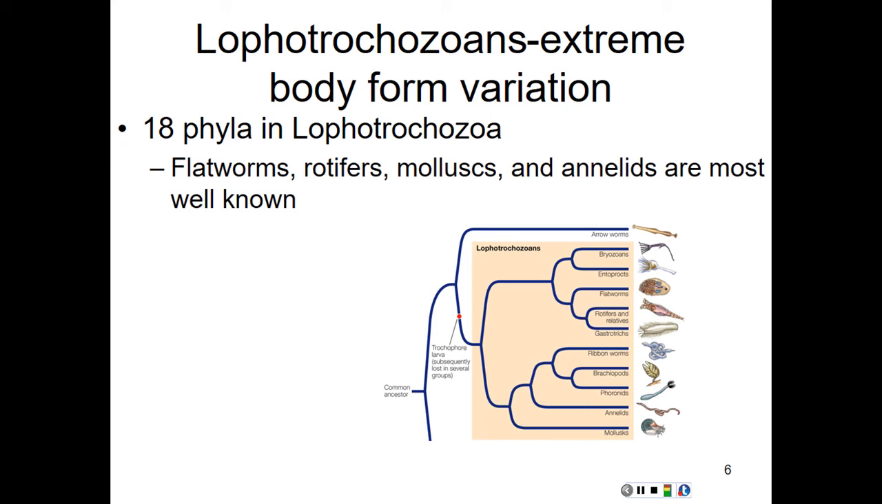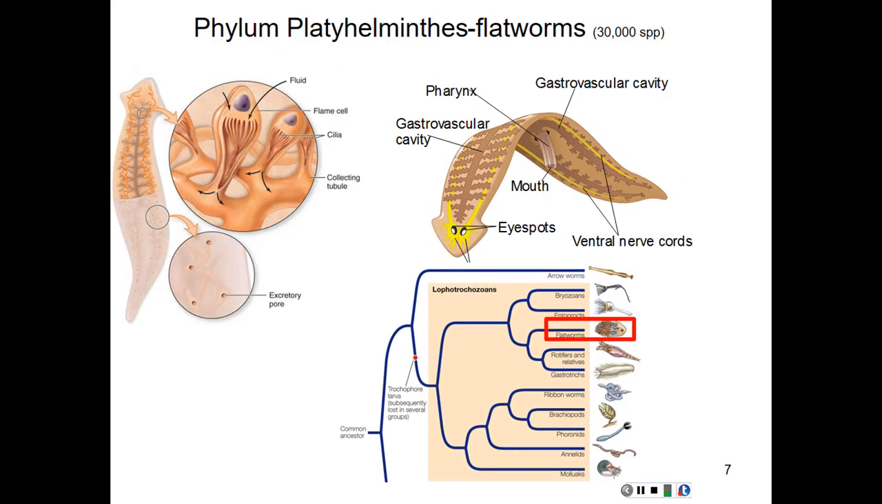This includes a great diversity of organisms, including flatworms, rotifers, mollusks, annelids. So, like the earthworms would be an annelid. These are the most well-known. So you are going to have some organisms in this group that you'll think, oh, I've heard of that before. So let's dig in and start with a phylum here. We are going to start with the phylum Platyhelminthes, also known as the flatworms.